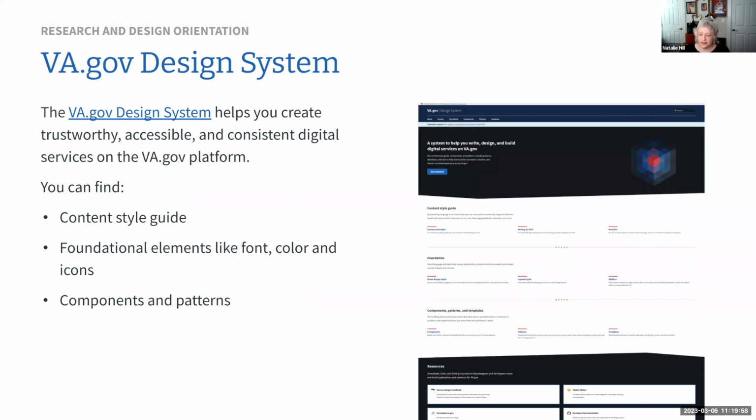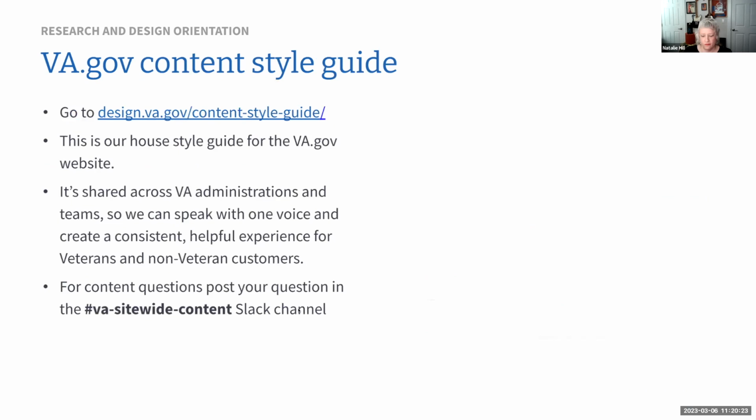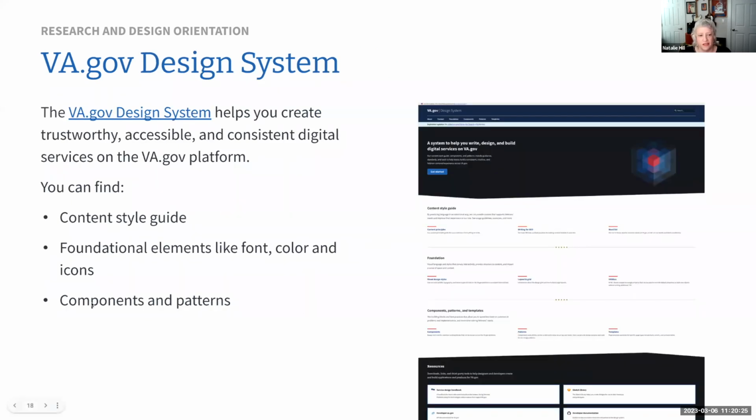So the design system on design.va.gov is made up of a few main sections. One of them is the content style guide, and I'll go over that at a high level. There are foundational elements like color, typography, fonts, iconography, and then what I consider the meat of the design system, really the components and patterns.